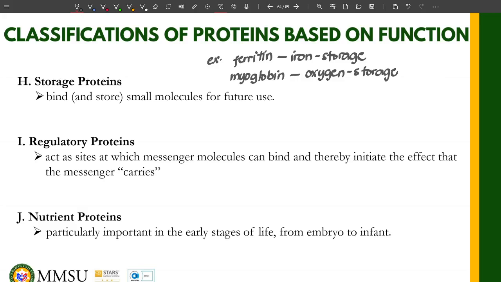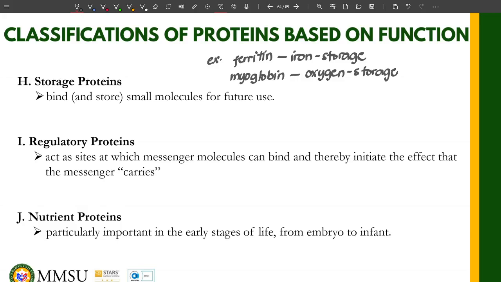And then the second to the last classification would be the regulatory proteins. Ito naman, they act as sites at which messenger molecules can bind and thereby initiate the effect that the messenger carries. Para silang switch, kumbaga. Diba, once it binds with the messenger molecules, and remember messenger molecules, they carry small molecules with them from one location to another. So once they reach the destination, yung mga regulatory proteins na to, it will bind with the messenger molecules. Matatransfer yung small molecules na dala-dala ni messenger molecules, and then, ang gagawin ni regulatory proteins, it will activate the effect nung dala-dalang molecule ni messenger proteins.